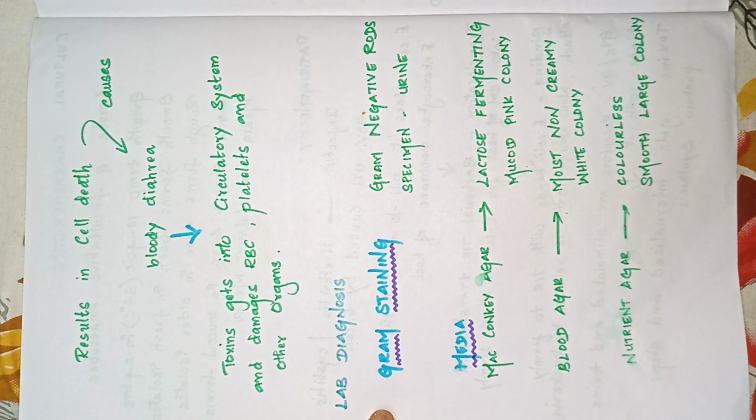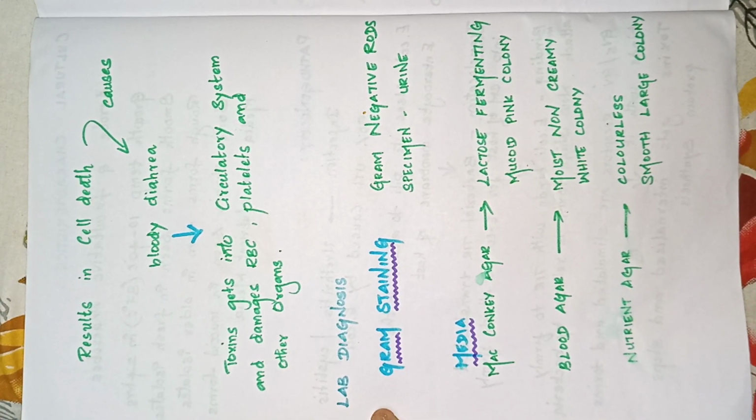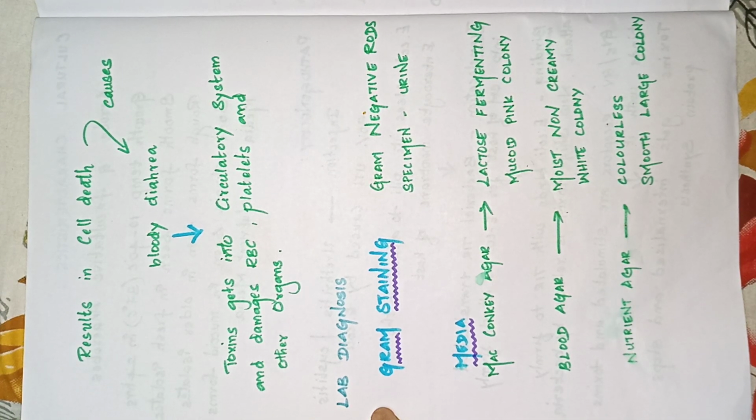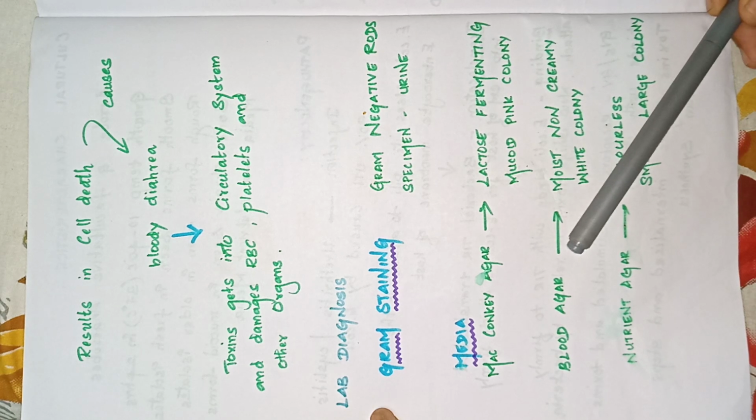Now let's see the lab diagnosis done for E. coli infection. First and foremost, the lab diagnostic method is gram staining. We have to do gram staining to identify which type of bacteria is present, either gram positive or gram negative. In gram staining, the specimen taken here is a urine sample, and after all the procedures are done, we get a result of gram negative rods. The media we'll be using here are MacConkey agar, blood agar and nutrient agar.